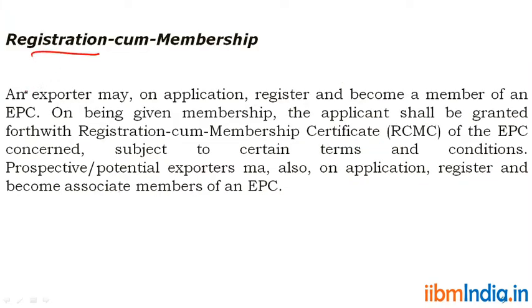Then registration-cum-membership. An exporter may, on application, register and become a member of an EPC. Any exporter can become a member of an Export Promotion Council. As I have told you since the very beginning, we have different EPCs for different products and services. Got it? You have to approach your concerned EPC department, and only then can you be registered. On being given membership, the applicant shall be granted forthwith a registration-cum-membership certificate, RCMC.